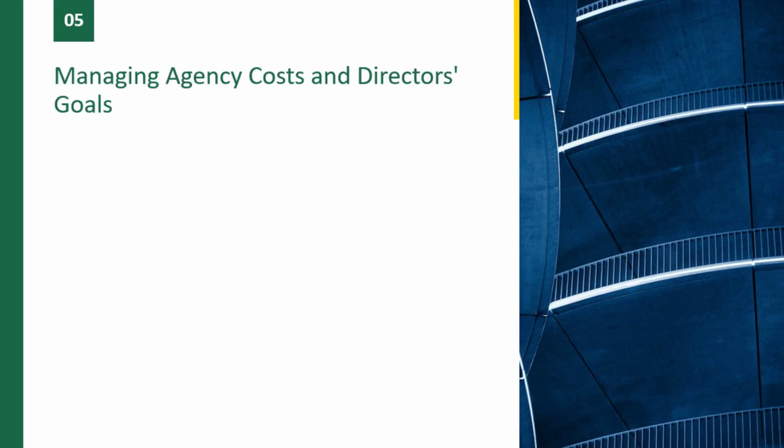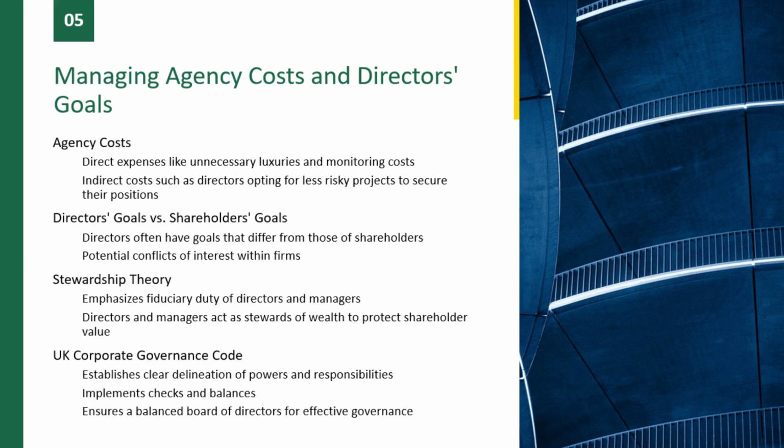Slide 9. Managing agency costs and directors. As we delve further into financial management, we must acknowledge the presence of agency costs. These costs encompass both direct and indirect expenses incurred by an organization, including unnecessary luxuries and monitoring expenses, as well as potential conflicts that may arise when directors prioritize their own goals over those of shareholders.